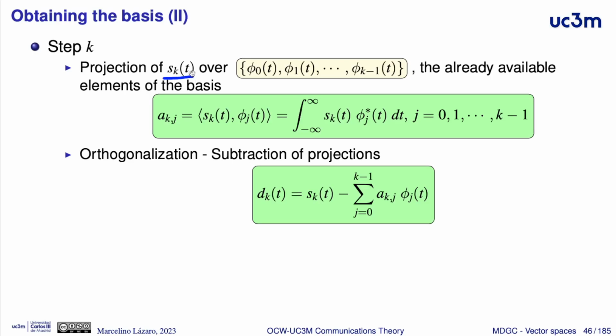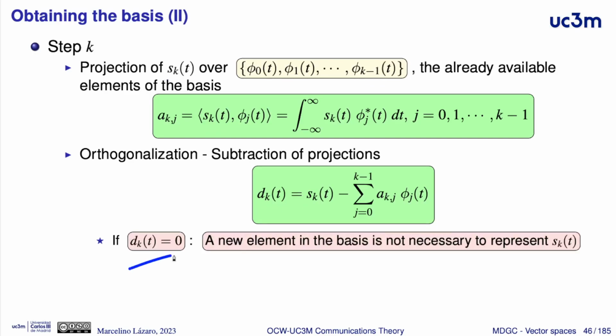When we process Sk, maybe we have previously k elements in the basis, phi 0, phi 1 up to phi k minus 1. First, we need to compute the coordinates of Sk in all these elements of the basis by means of the inner product of Sk with every element of the basis. Then the signal dk is constructed by subtracting from Sk the projections of this signal in all the previous elements of the basis, each coordinate times each corresponding element of the basis.